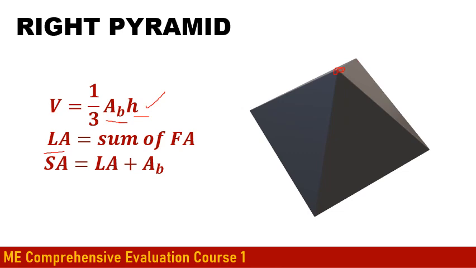The lateral area is the sum of the face areas. So the area of this side here, this one, and the ones here and here. So that is the lateral area. Say for example here we have a square pyramid, then you have 4 lateral faces. Say these are isosceles triangles, then you can get the area of one and multiply it by 4. So you can get the lateral area. The surface area is the sum of these faces and also the area at the bottom, which is the area of the base.